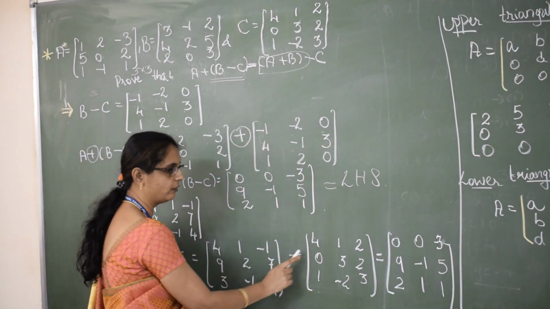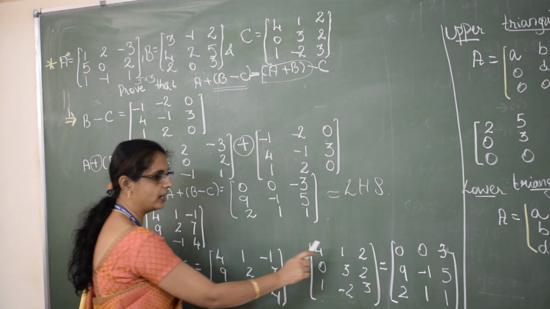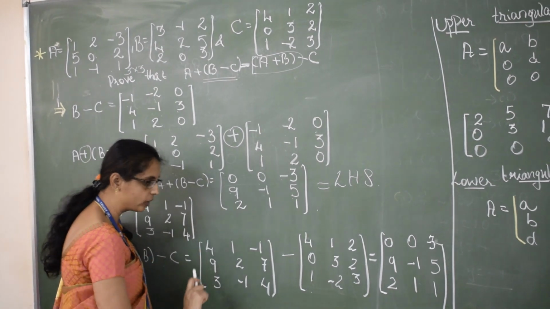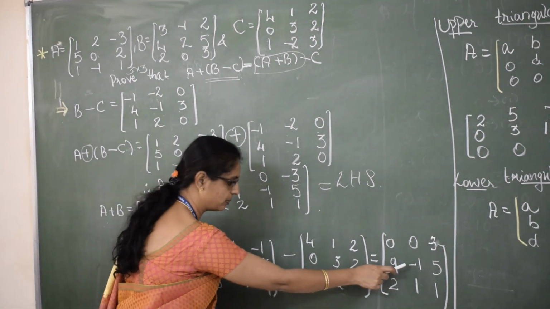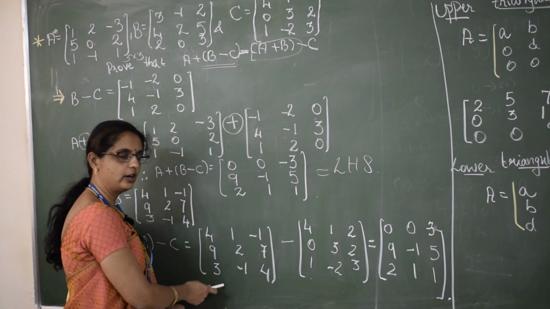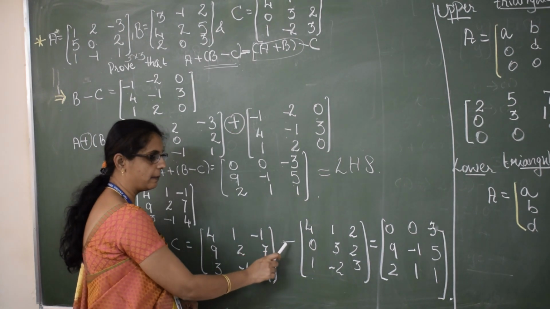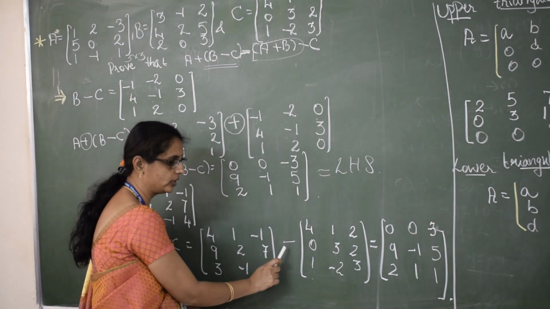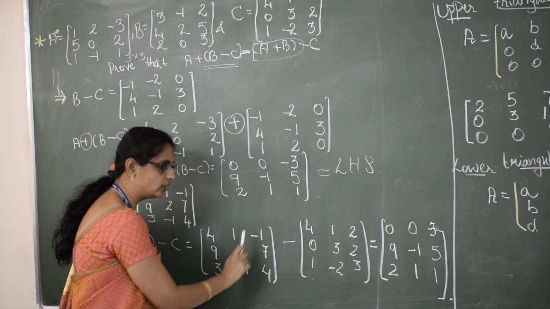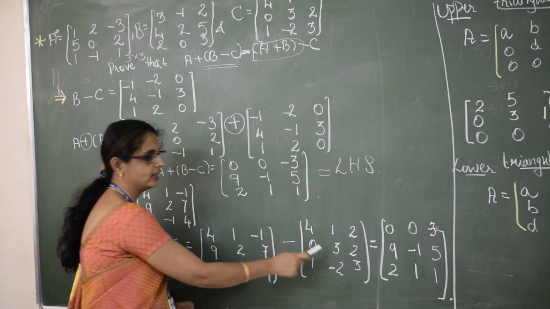4 minus 4 is 0, 1 minus 1 is 0, minus 1 minus 2 is minus 3, 9 minus 0 is 9 only, 2 minus 3 is minus 1, 7 minus 2 is 5. Move on to the third row now, right? 3 minus 1 gives us 2, minus 1, minus into minus, be careful students here, minus into minus becomes what? Plus. So now minus 1 plus 2 is plus 1 only. 4 minus 3 is 1.